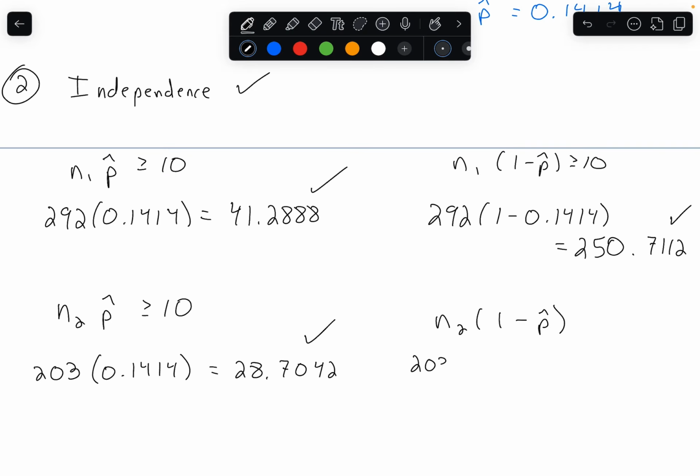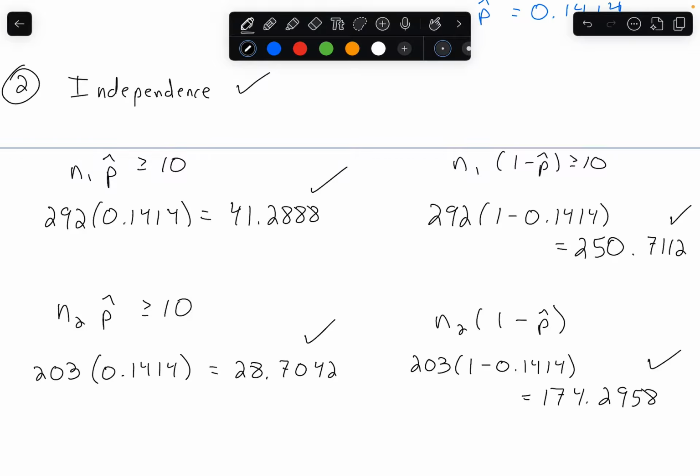So 203 times 1 minus 0.1414. This time around, I end up with 174.2958, which is greater than or equal to 10. So we have independence, and we at this point have now verified our success failure condition. So that's awesome. That means that we can continue on.